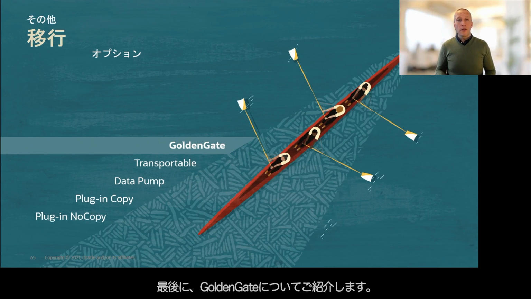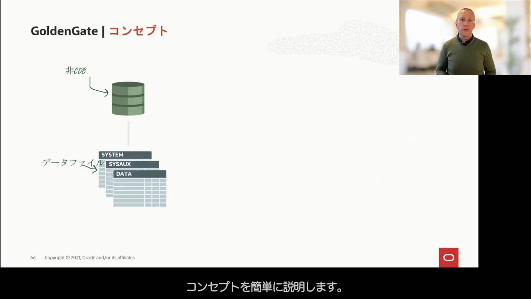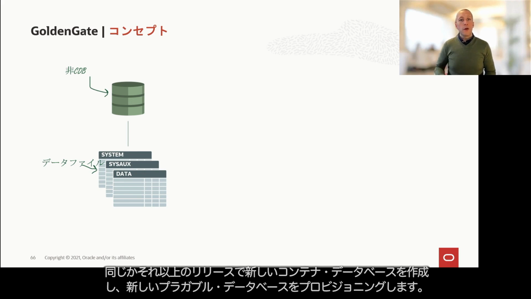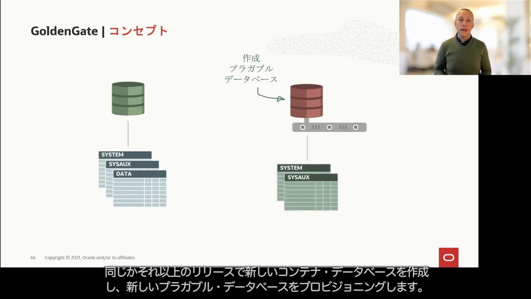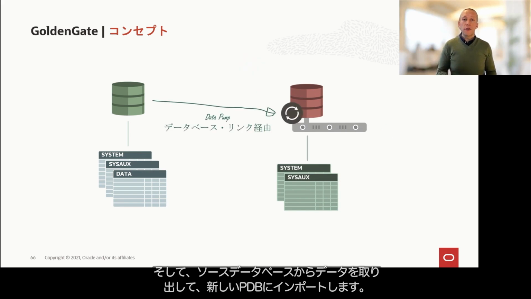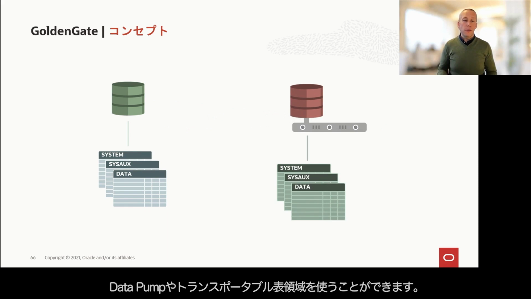Finally, I would like to round this off with GoldenGate. Just a brief overview of the concept. We have our non-CDB database to which the users are connected and they put in new data. We create a new container database on the same or higher release, and we provision a new pluggable database. Then we take the data from our source database and import it into our new PDB. You can use Data Pump or transportable tablespaces.